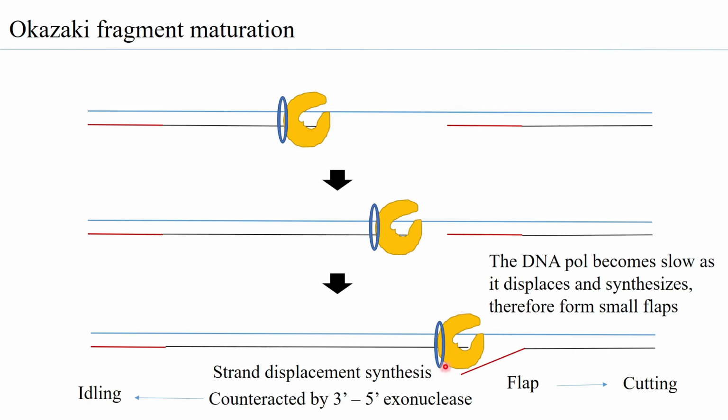This speed at which it is carrying out replication is of course slowed down because of strand displacement. When it displaces one nucleotide from the template, it is slowing down. When it displaces another, it is slowing down further. So the entire polymerase becomes slow as it displaces and synthesizes. Again, this ensures that the flap formed is going to be small. Now, what cuts the flap? Many studies have revealed the use of FEN1, the flap endonuclease.